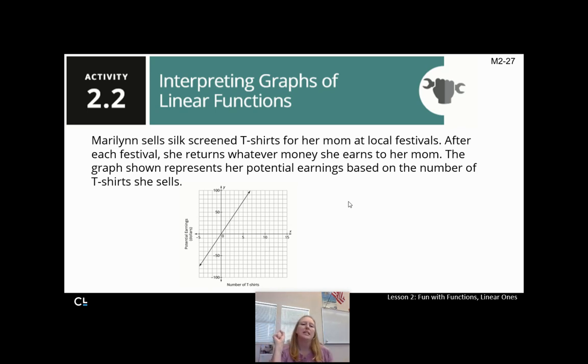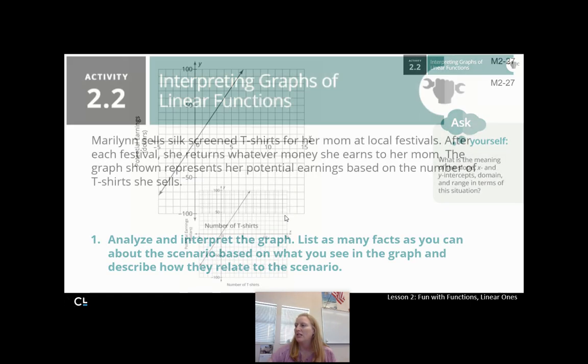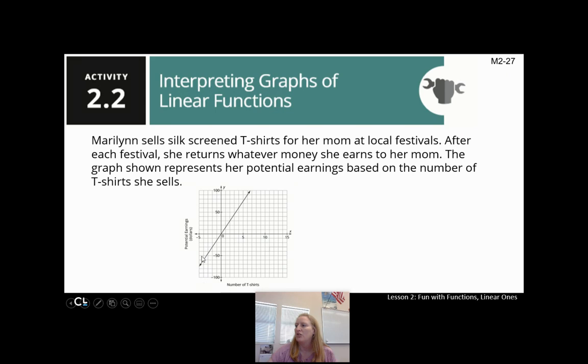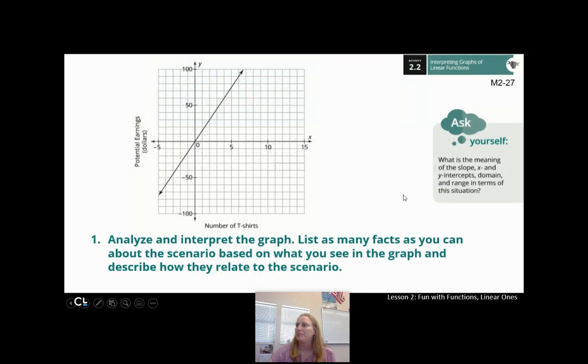So Marilyn sells silk-screened t-shirts for her mom at local festivals. After each festival, she returns whatever money she earns to her mom. The graph shown represents her potential earnings based on the number of t-shirts she sells. So here we have this lovely graph that tells us how much she could potentially earn given how many t-shirts she sells. And you can see my x-axis is the number of t-shirts. My y-axis is her potential earnings in dollars.